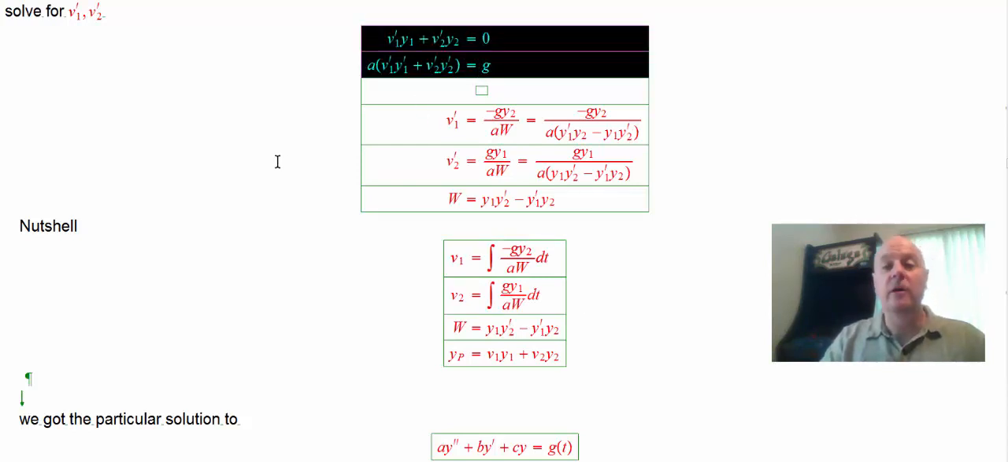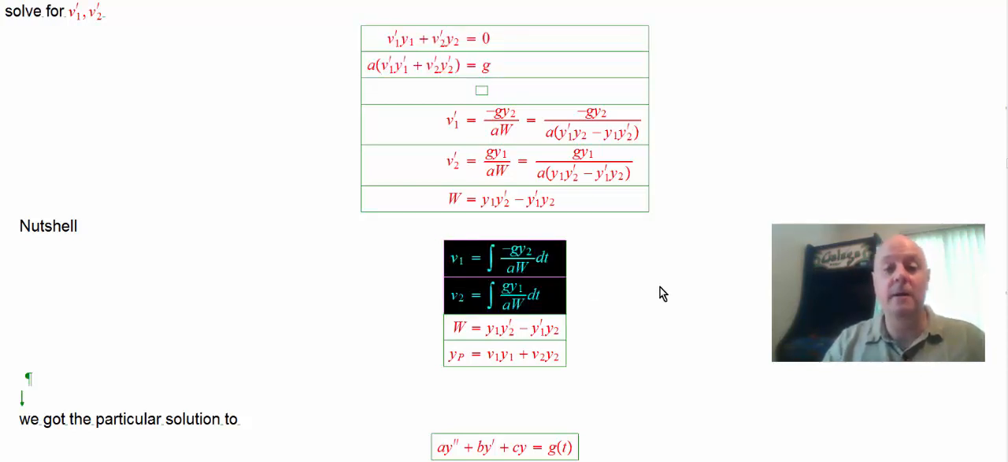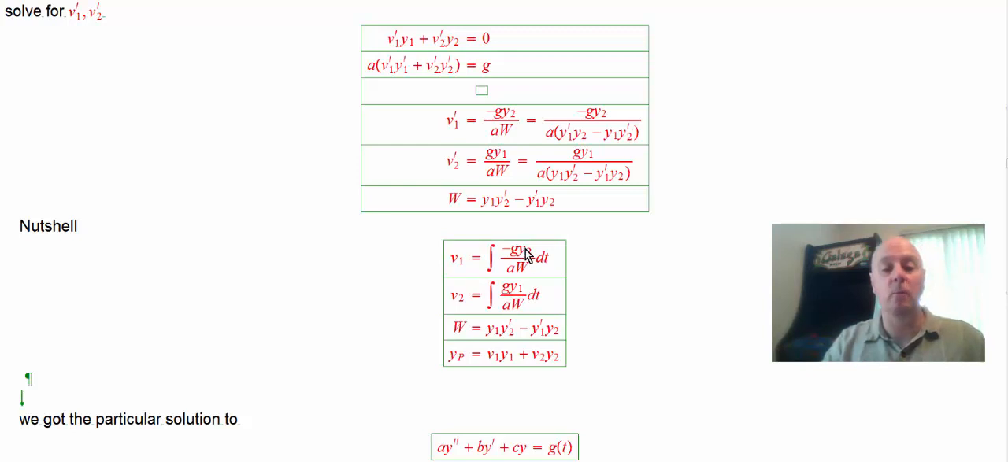Some instructors, or some books, some courses, have you memorize these two equations and then solve them every time. This course, the one you're in, instead of memorizing two equations and solving them, since you're going to memorize stuff anyway, let's just memorize the pre-solved formulas. There is a pattern. The V1 has a y2 on top, the V2 has a y1 on top. They're both G on the top and A W on the bottom. The W is the Wronskian. We know that's not 0.